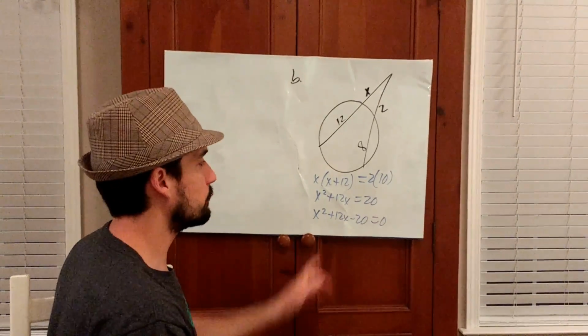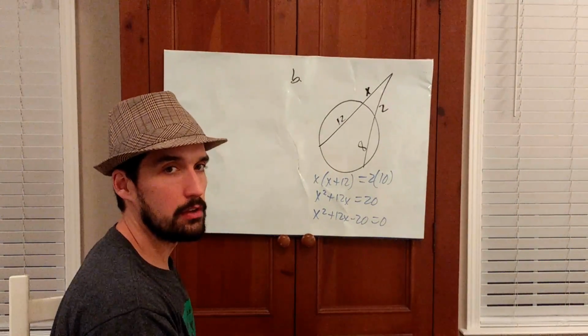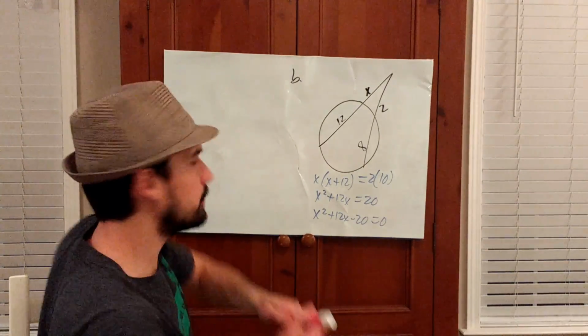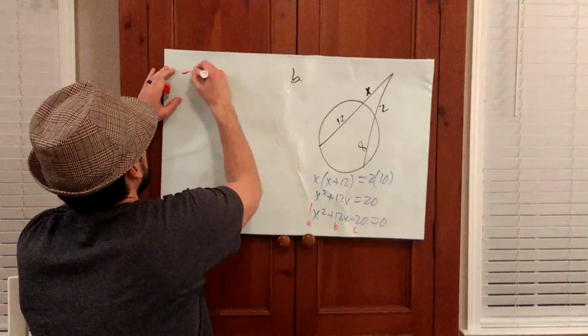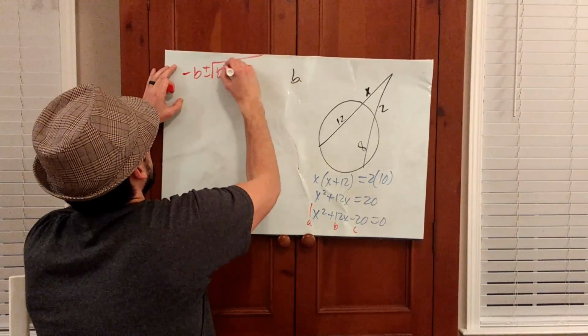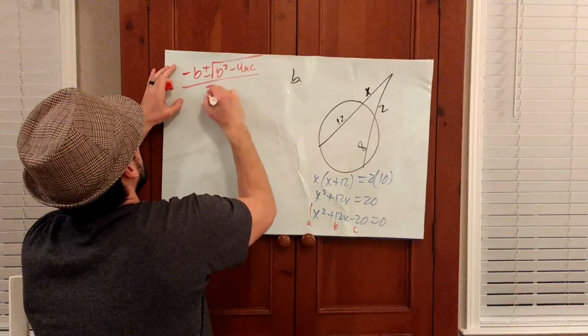We can deal with that because we have the quadratic formula. Oh, what a great time to review. So the quadratic formula works on the coefficients of the problem. Negative b plus or minus square root b squared minus 4ac all over 2a.